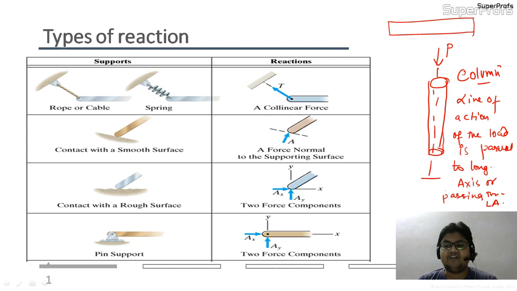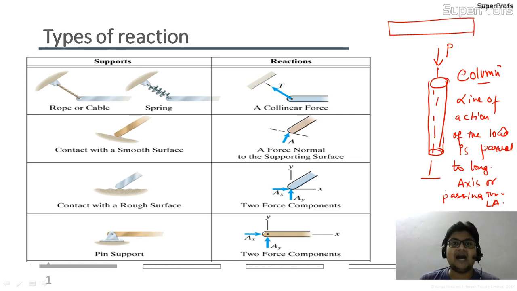And again, if someone asks what then is a bar, if you are calling something a bar, it can be anything. A bar is a general case. Whenever you say a bar, you don't define the types of load acting on it. A bar can be a prismatic bar. When we say that, we mean that the bar is of uniform cross section.